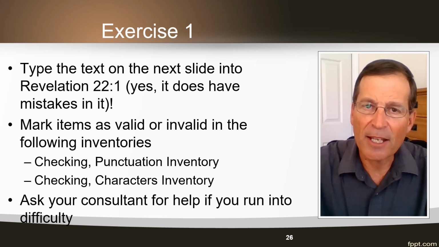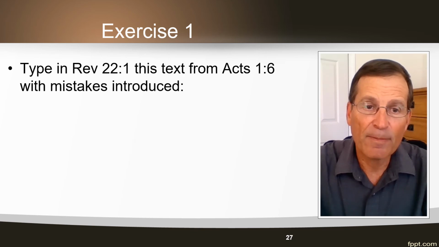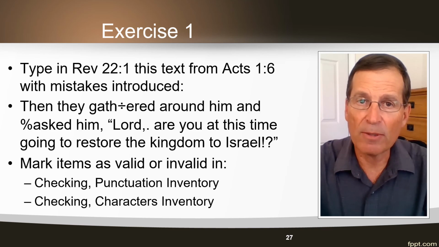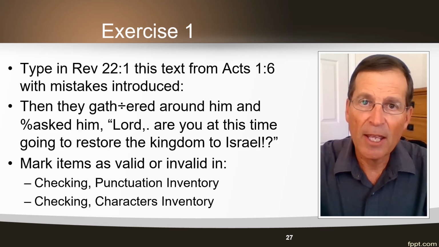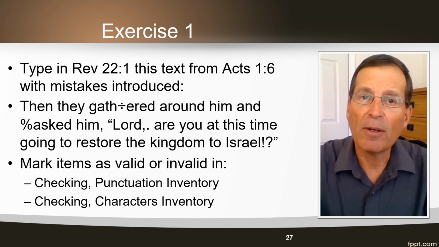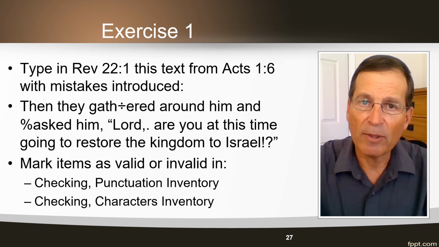Okay, here is the text you will be typing. This is Acts 1:6 with some mistakes introduced. So type that into Revelation 22:1 and then run the punctuation inventory and the character inventory to mark as valid or invalid any items that appear as problems.